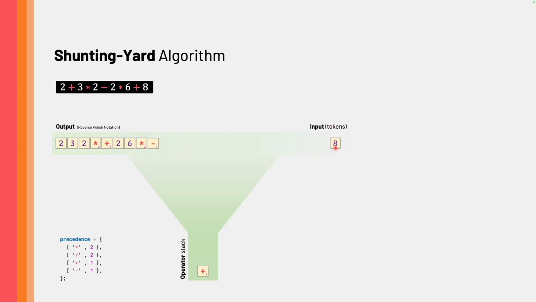Now we still have this 8 here at the end. It goes to the output directly, and then we just have this leftover addition on the operator stack. We just have to flush everything, empty it, and push to the output.